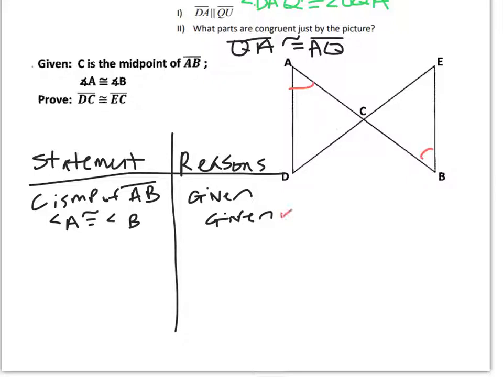So I've used this information. Have I used that C is the midpoint of AB yet? Nope. So now I'm going to use this. C is the midpoint of AB. So here's C. And if C is the midpoint, what does that mean? It means that AC is congruent to BC. So AC is congruent to BC, and the reason is definition of midpoint.